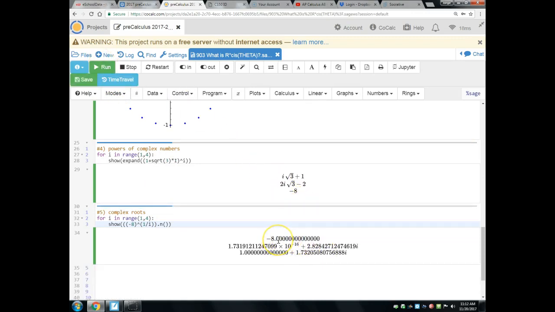So look at this. Negative 8 to the 1 over 1 is just negative 8. Here's the square root of negative 8. Here's the cube root of negative 8. Don't we get back to where we started? 1 plus rad 3i, 1 plus rad 3i. So we've got to figure out how to do DeMoivre's theorem backwards, and that's what we're doing next.